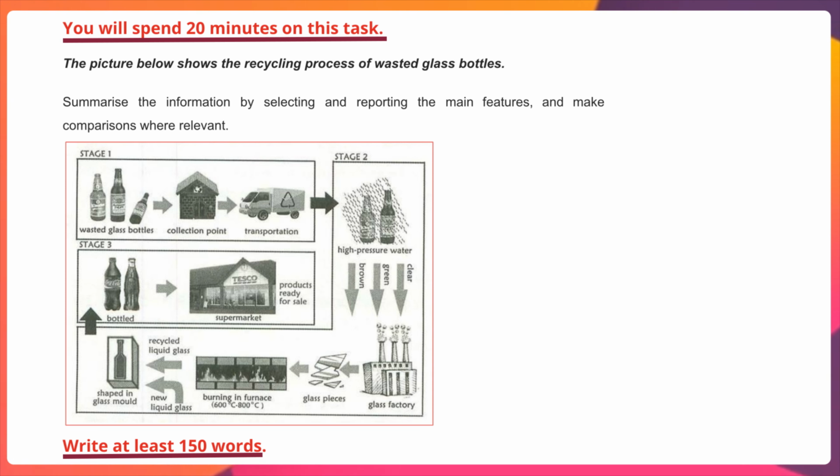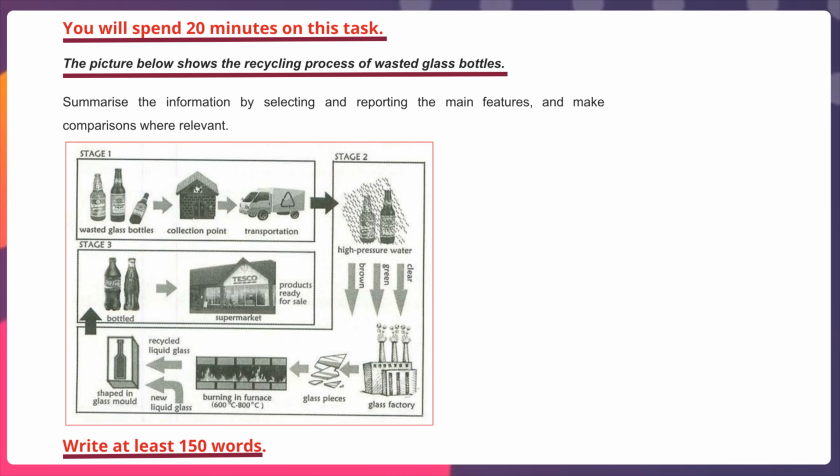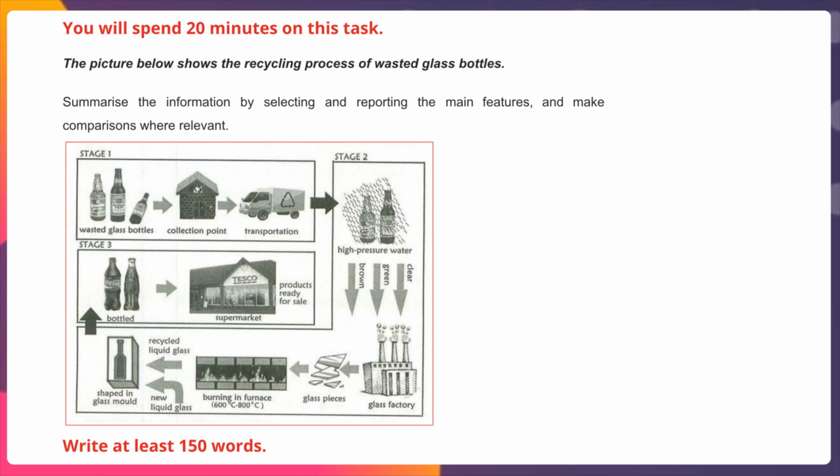The main question says the picture below shows the recycling process of wasted glass bottles. From the figure you can see that there are three main stages: stage 1, stage 2 and stage 3. And in stage 1, 2 or 3, there are sub processes as well, or I would say sub stages, which have different categories, and you have to explain these in detail.